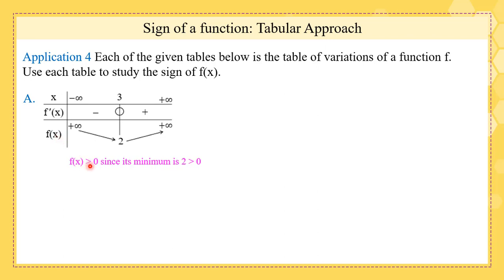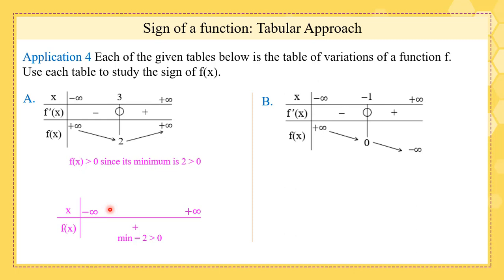Now f of x is positive because its minimum is 2 and 2 is greater than 0. Remember, we look at f of x. It varies from positive infinity to positive 2, then from positive 2 to positive infinity, so it's always positive. We can express it also using a table in this form.